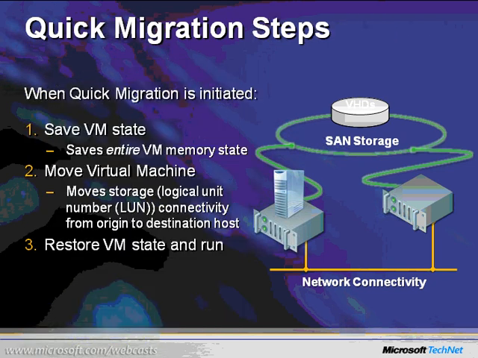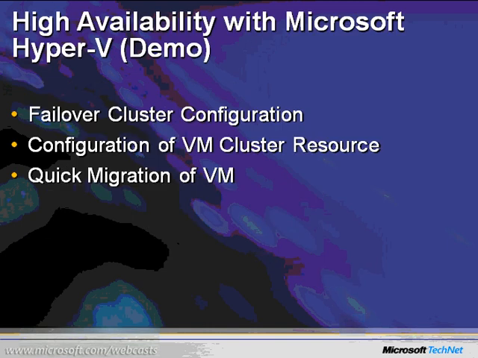By taking this approach, it allows VMs to move from one server to the other. So when quick migration is initiated, essentially what happens is that VM state is saved to disk on the SAN storage. That disk on SAN storage is then reallocated to the other host you're moving to so that that host can read and write to it. And then once that host can see and read and write to that disk, it restores the state that was saved from the original host so that that VM comes back online without requiring a reboot in that case.